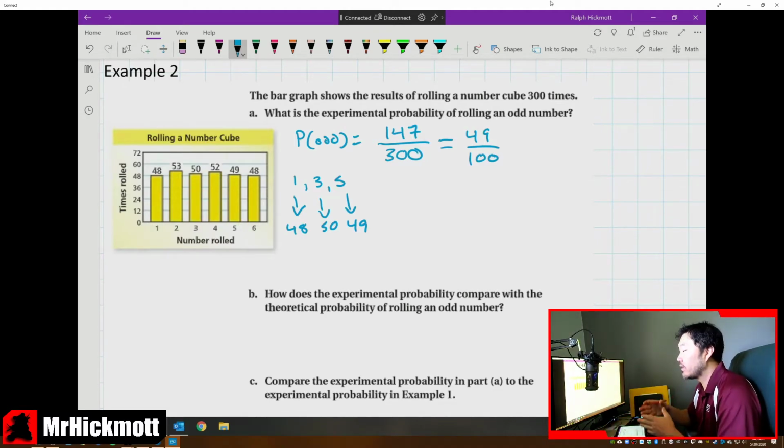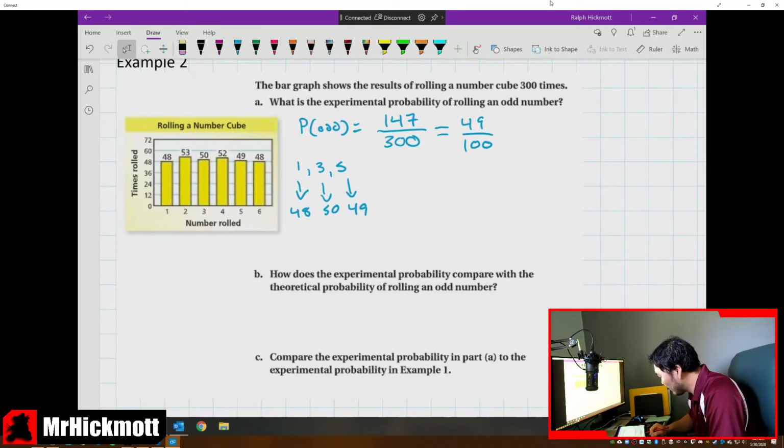So really, once we understand and establish that it's an experimental probability, all we have to do is count up, total up our favorable outcomes. It doesn't change how actual probability is calculated. All right, let's look at the next one.